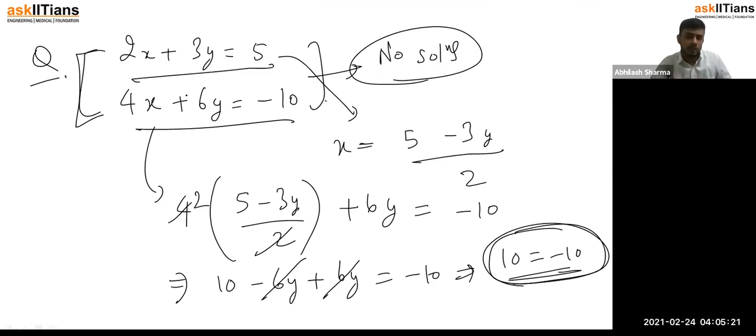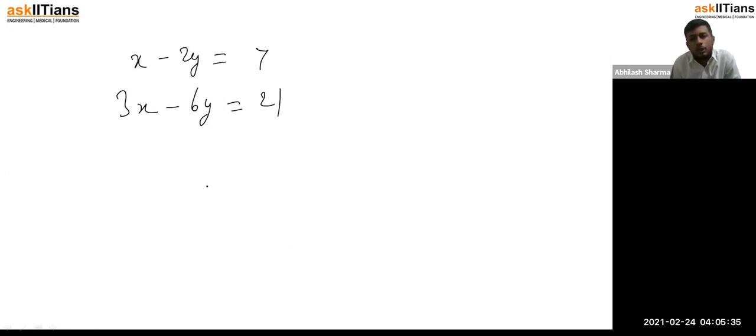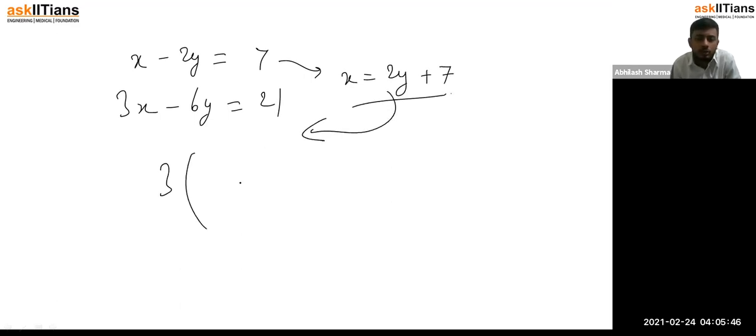Okay. Now let us take another example. The example can be something like x minus 2y is equal to, let us say, 7, and 3x minus 6y is equal to 21. So what about these two equations? What can we say? Let us see. For instance, from this first equation, if you substitute x equal to 2y plus 7, and then put this value here, so 3 into (2y plus 7) minus 6y equal to 21. I have just put the value of x as this one.